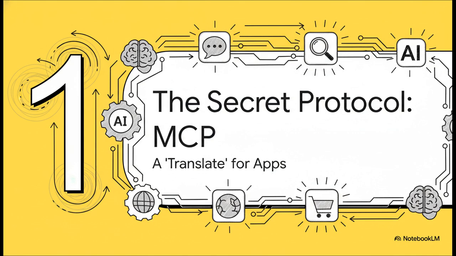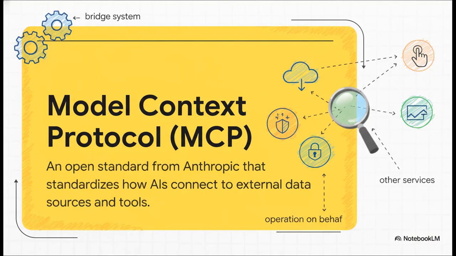Well, the answer is a new open standard that is quietly taking over the internet. The best way to think about it is like a universal translator, a Google Translate, but for apps. It helps AIs and all your different apps speak the same language. It's called the Model Context Protocol, or MCP for short. It was introduced by Anthropic. They're the folks behind the AI assistant Claude. And really, it's just the bridge. It's the system that lets an AI securely connect to and actually use other services for you.